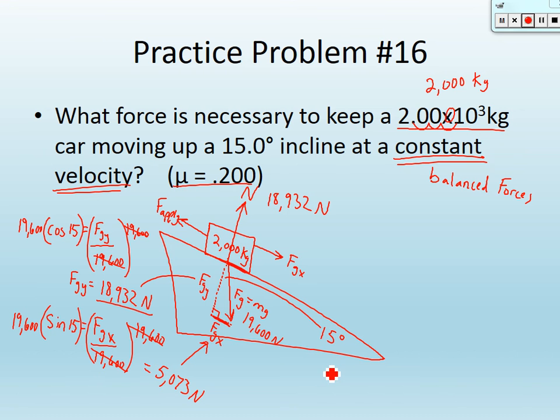Since we've already solved for FGX, it was 5,073. Might as well label it there. Okay, now the car is moving up the street or up this hill. So which way is friction going to point? It always opposes motion, so we're going to have force of friction going downhill.